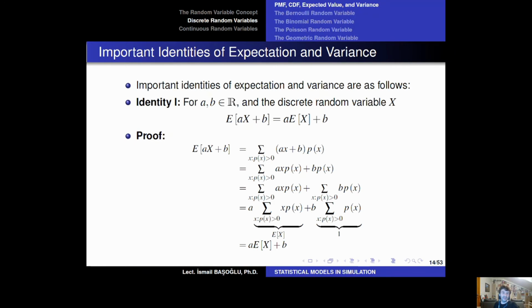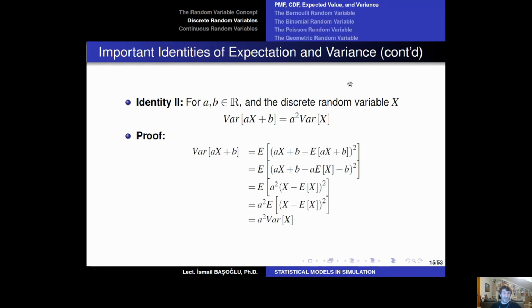And another identity is what? It is the variance of ax plus b. Again, we are interested in the variance of the linear function, but unlike expectation, the variance of the linear function of a random variable is not equal to the linear function of the variance. In this variance formulation, the intercept term is not important at all.